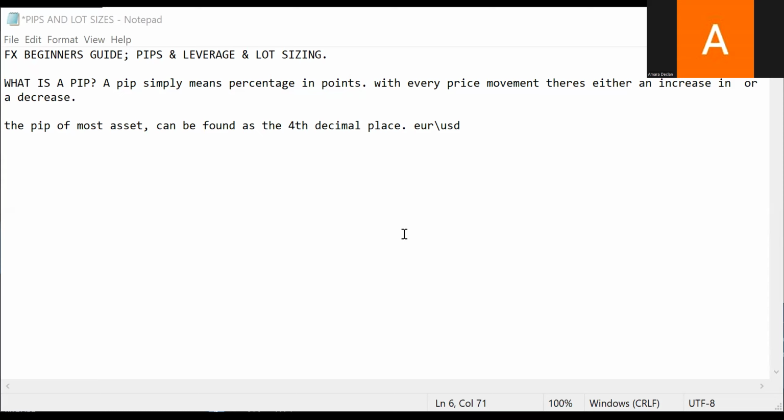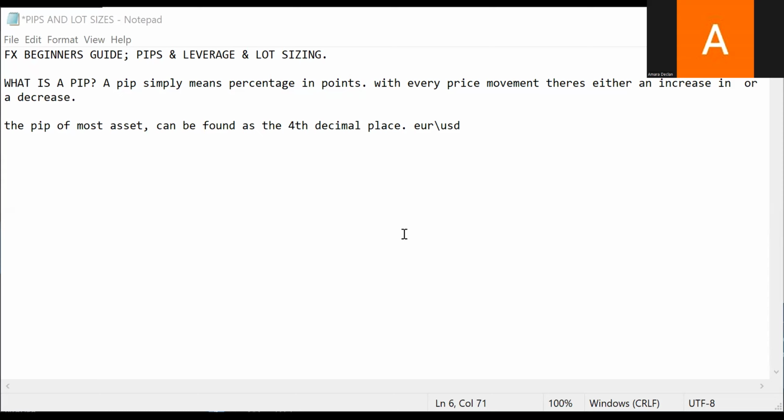And today is for newbies, actually, and we'll be talking about pips and leverage and lot sizing. We're going to be talking about every single thing you need to know about how it works, or the logic behind pips, leverage, and lot sizing.